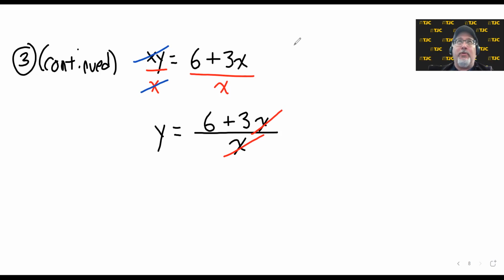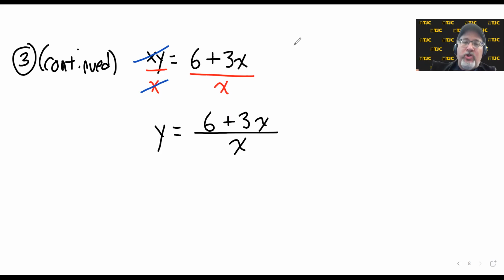Why? Because to be cancelable in a fraction, you have to be part of a multiplication problem. Now, you might argue that this x is part of a multiplication problem. It's part of 3 times x. But that multiplication problem is part of this addition problem. You cannot cancel parts of addition problems in a fraction. You can only cancel parts of multiplication problems. So we can't cancel the x as is.